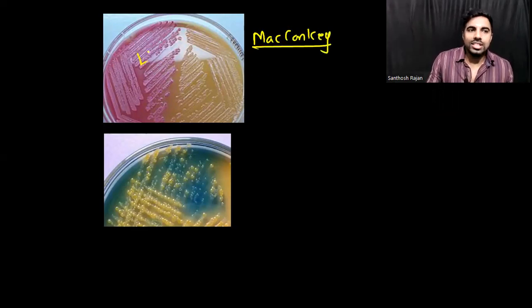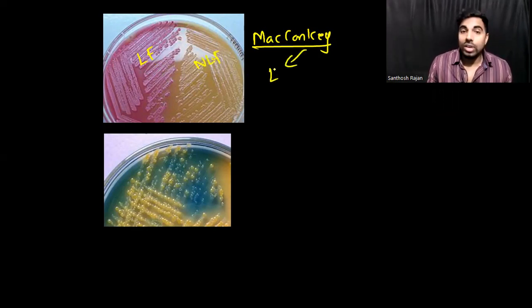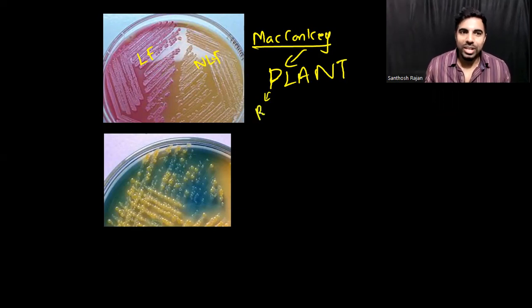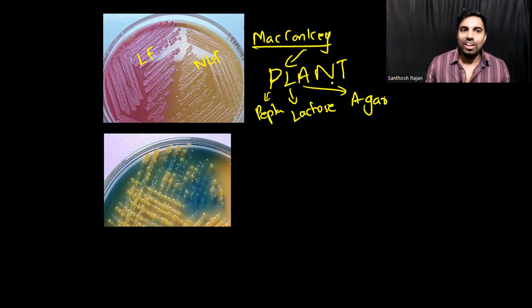If you see this side, this is lactose fermenting, LF, and this is NLF, non-lactose fermenting. Remember the mnemonic for MacConkey: PLANT. What does P stand for? P is for peptone. L is for lactose. Because of lactose you get the pink color. A is for agar. N is for neutral red, the indicator. This is a question asked many times: neutral red is the indicator for MacConkey. T is for taurocholate, a bile acid. So this is the content.